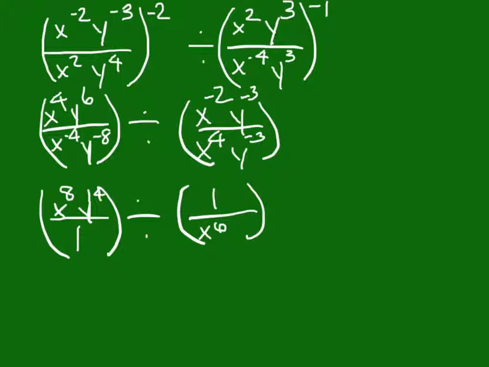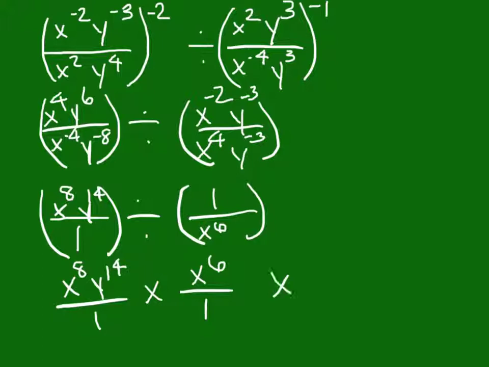So now we keep the first fraction, that's x to the 8th, y to the 14th over 1, change the division to multiplication, and take the reciprocal of the second fraction, that's x to the 6th over 1. So basically all you're going to have are the top parts of fractions. You're not going to have a fraction, you're just going to have a whole number, which would be x to the 14th, y to the 14th.